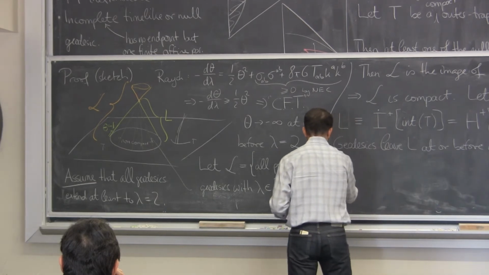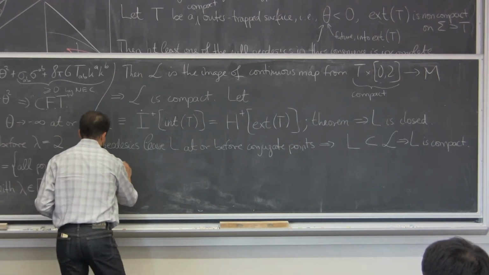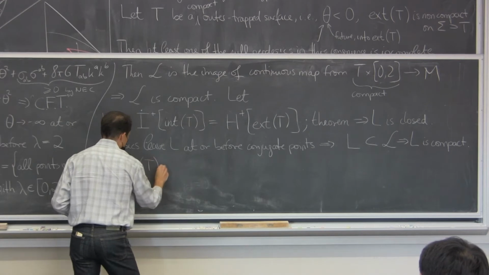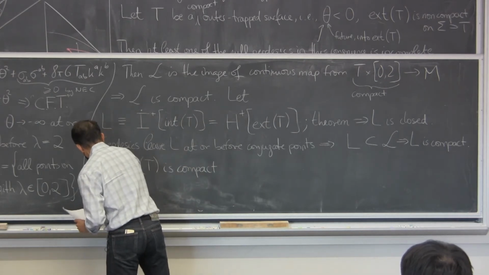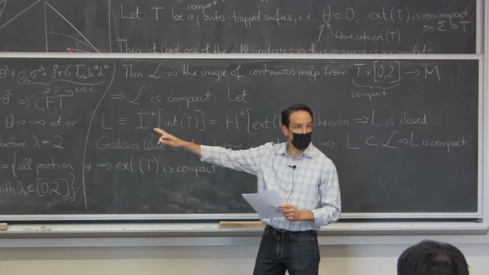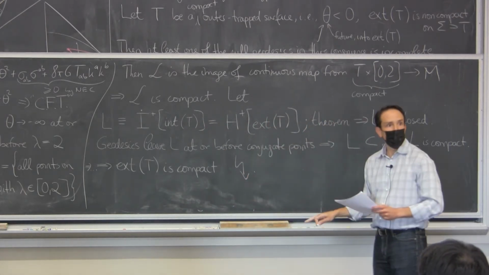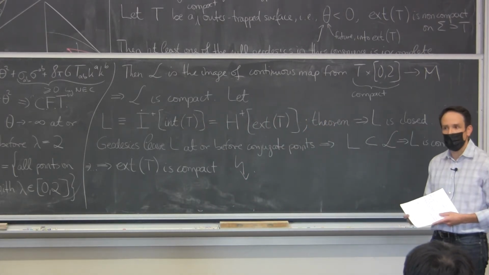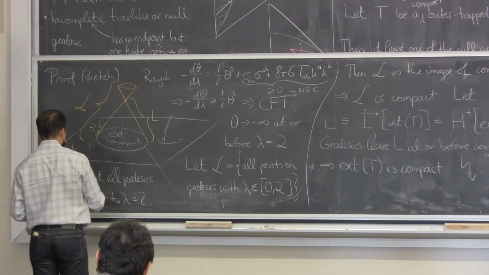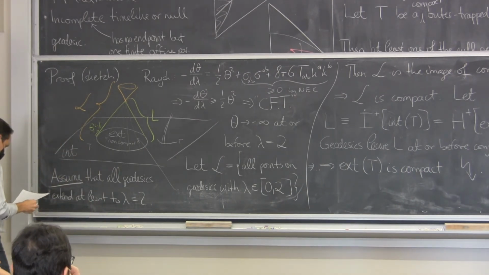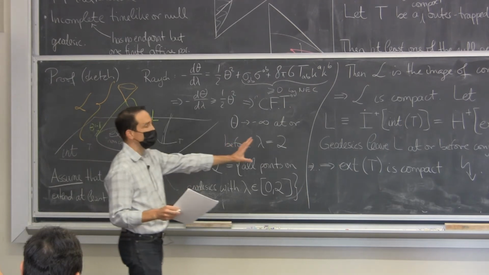But the upshot is that the exterior of T is also compact. I'm leaving out a few details here, but I hope it's intuitively clear. And so then we have a contradiction, because we assumed that the exterior of T is non-compact. Good, so that ends the review of Penrose's theorem part.